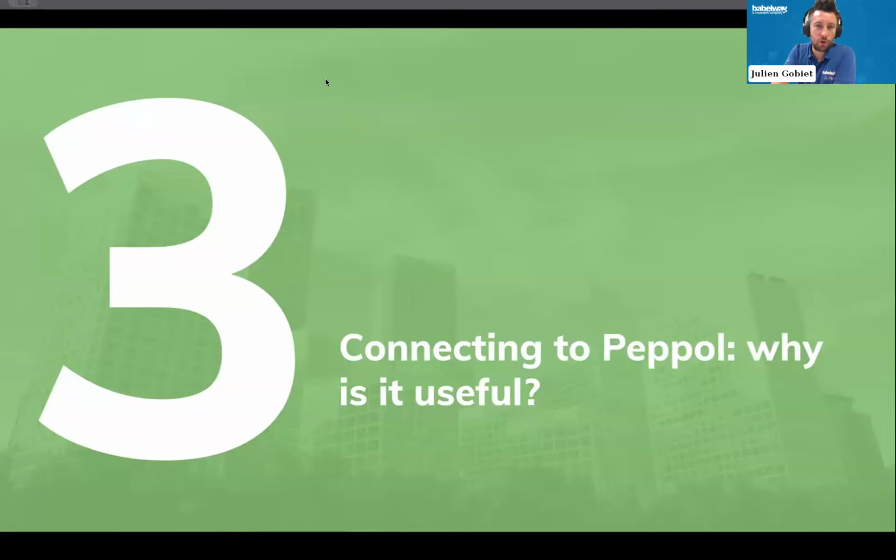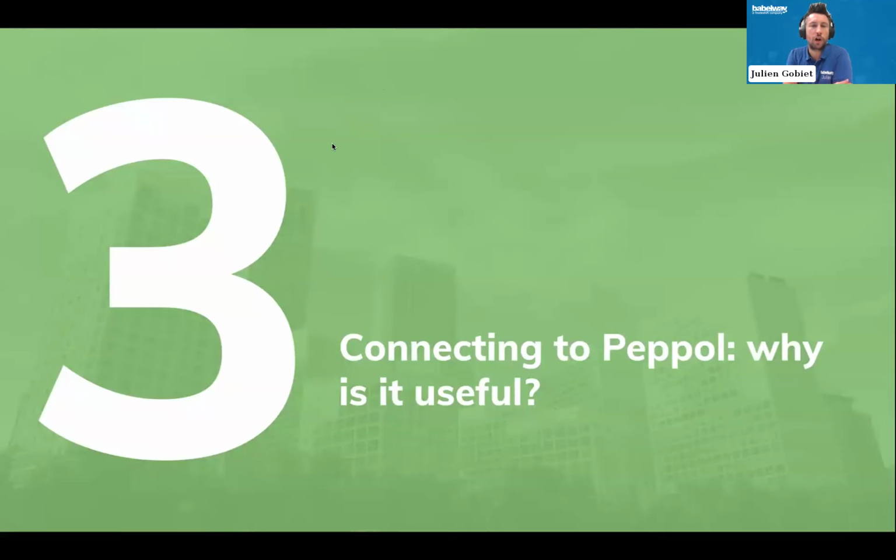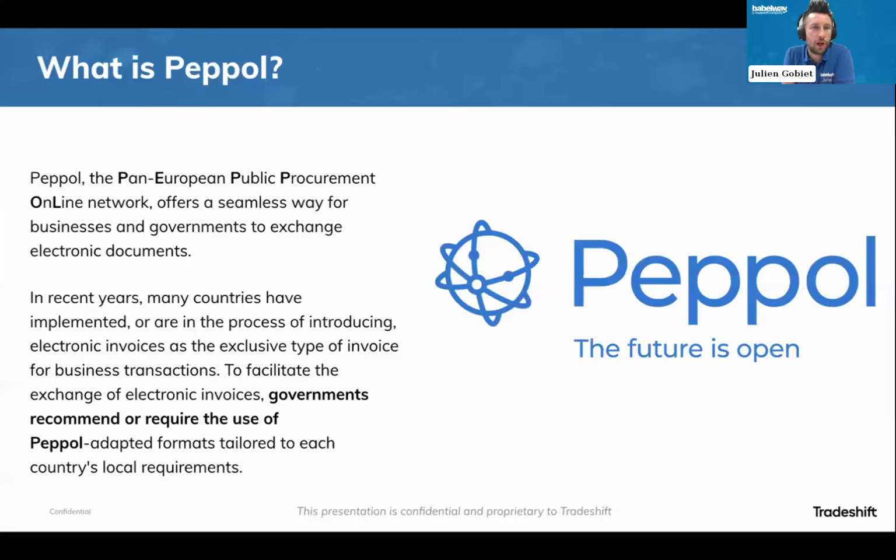Yeah, so connecting with Peppol. A bit of background around Peppol. Peppol stands for the Pan-European Public Procurement Online. It's basically a framework that is supported by the European Commission. And in recent years, we saw that Peppol became a trend for B2G, so business to government, e-invoicing, in order to initiate the massive exchange of electronic invoices.